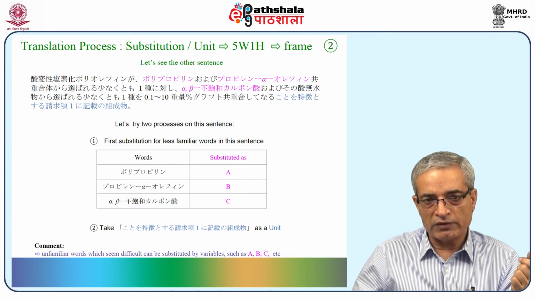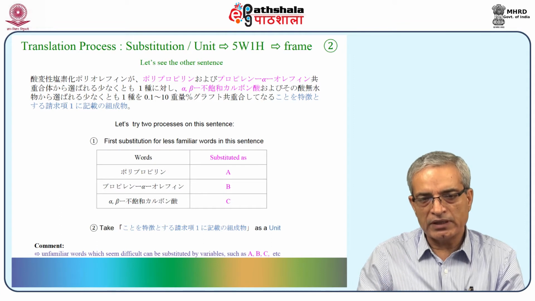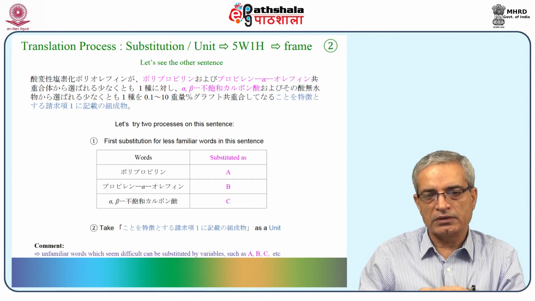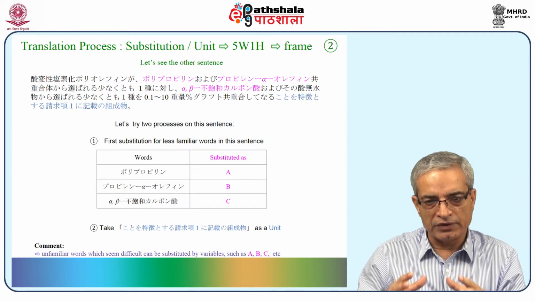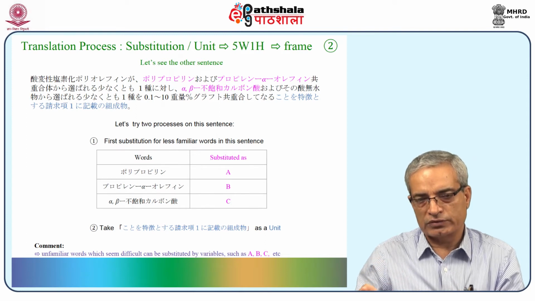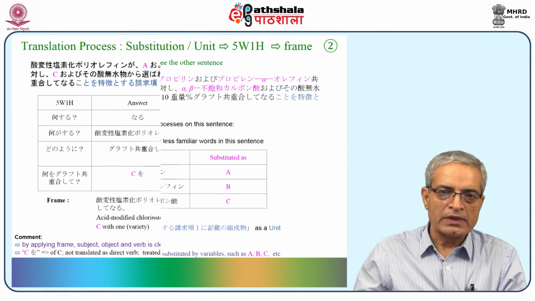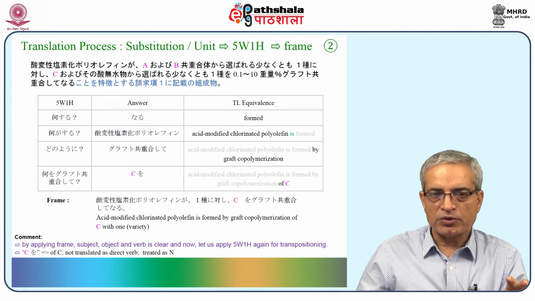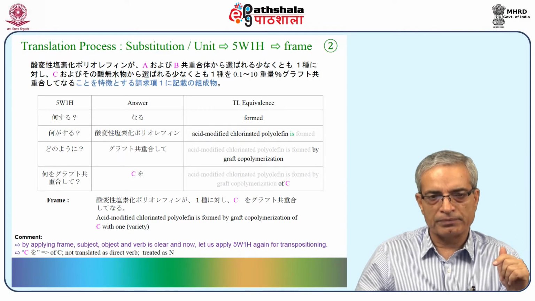And we have already done this part. So let's do it as a unit. The principle here is that unfamiliar words which cause some degree of difficulty in reading, you substitute these nouns with ABCD or XYZ, and this helps. The translation process now is the substitution, then the unit, 5W1H, and then the frame.